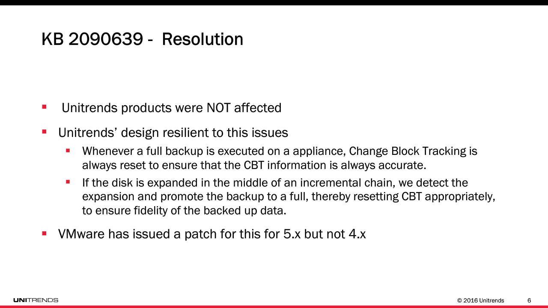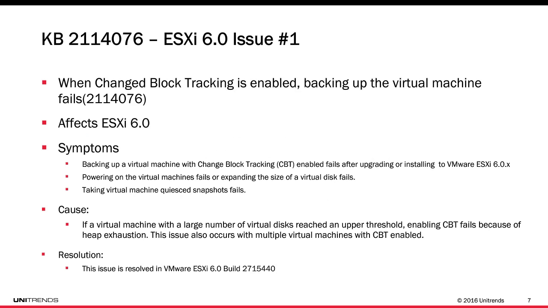So let's talk about another one that's a little bit more recent. After 6.0 came out, the first issue that came up was this issue that was put out in this knowledge base 211-4076, which alerted us to the fact that there was a potential area with change block tracking enabled where when you were backing up a virtual machine, that backup could fail. So this affected ESXi 6.0. The symptoms were that you'd actually have a failure in the backup.